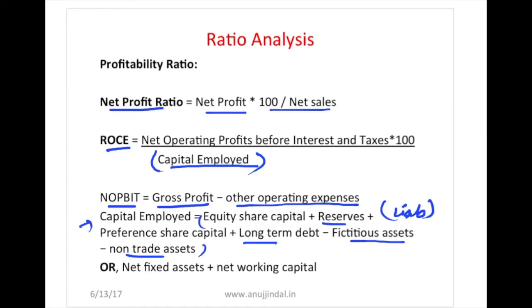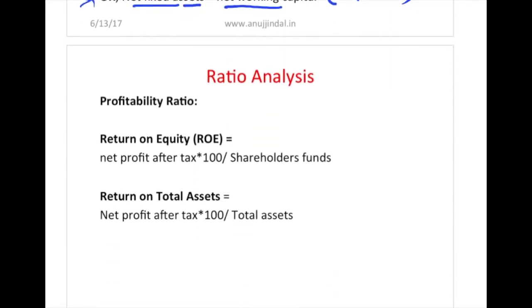If we have the asset side given, then we use the following: net fixed assets, that is fixed assets minus whatever liabilities are there from those fixed assets like depreciation and all those things, plus net working capital. Net working capital is equal to current assets minus current liabilities. So we use either of these formulas to find out capital employed.